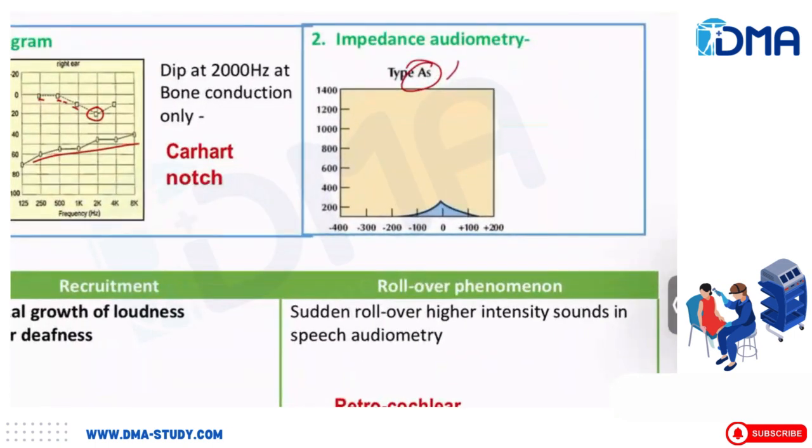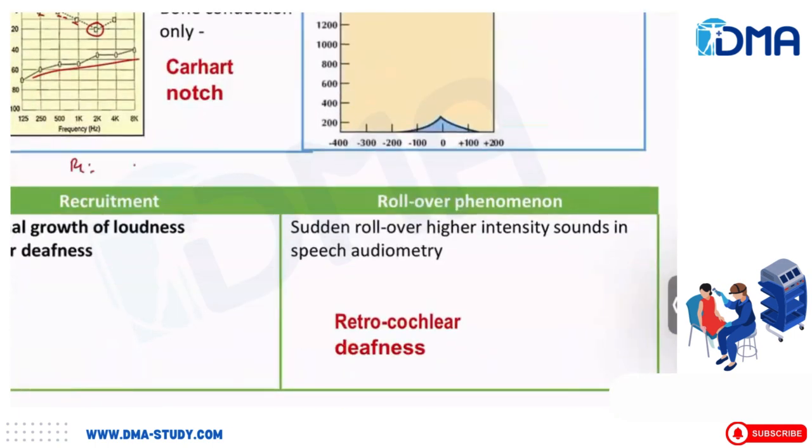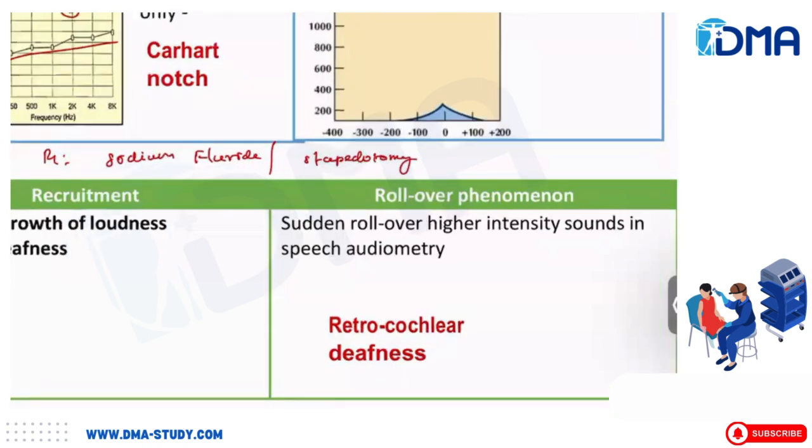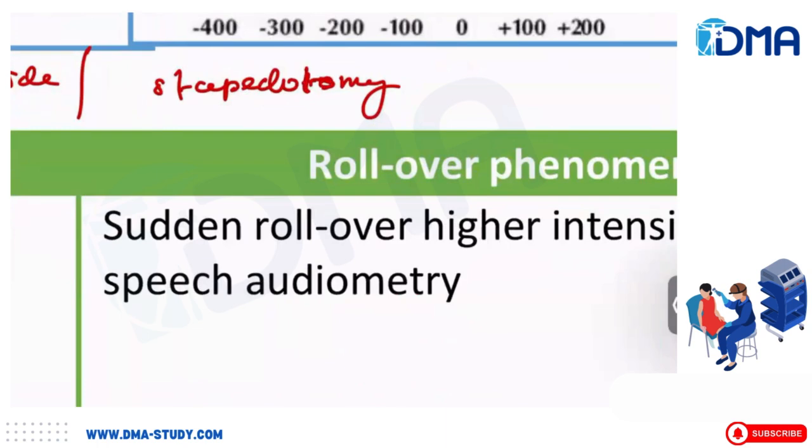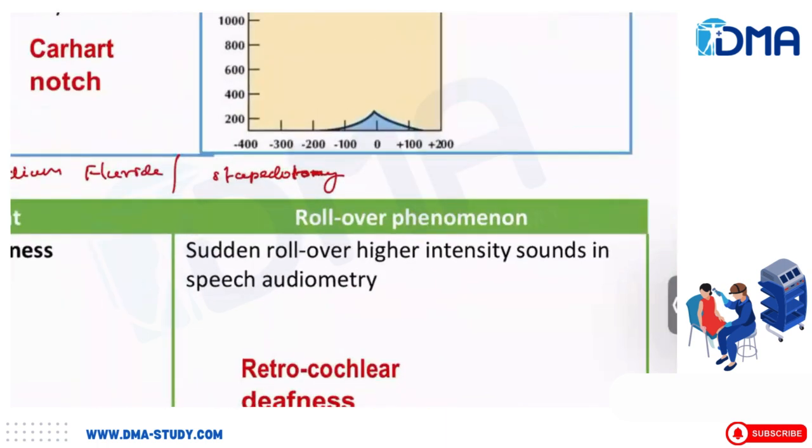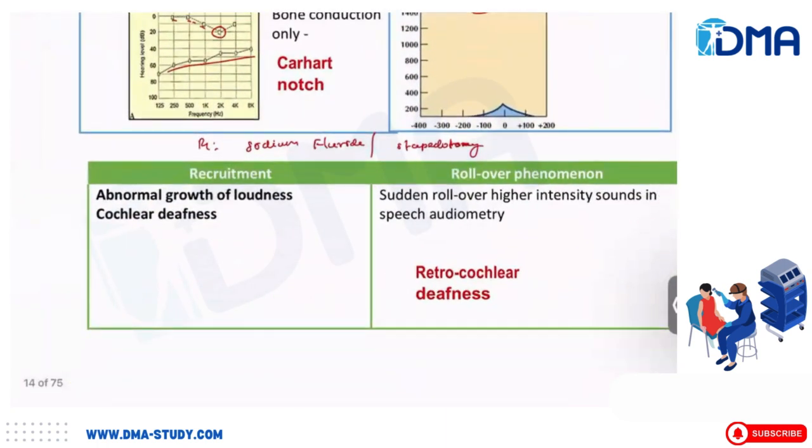What is the treatment for otosclerosis? You could give sodium fluoride, or you could do a procedure called stapedotomy. Stapedotomy is nothing but removal of the affected bone, and we are going to replace it with a prosthesis. Removal of the affected bone and replacing it with a prosthesis is called stapedotomy. Fine, super.